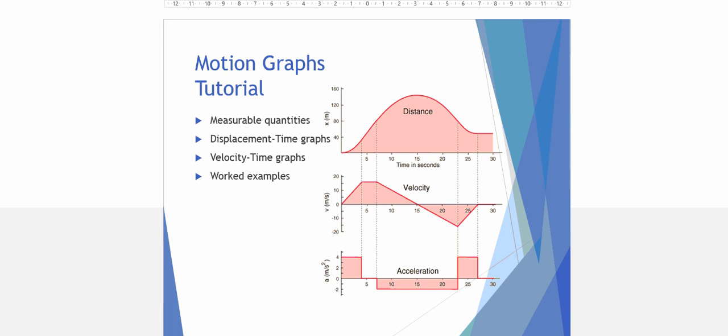Welcome to this physics tutorial on motion graphs. In this video we'll be looking at the measurable quantities that you can get from a motion graph, the different types of motion graphs, predominantly displacement and velocity time graphs, and we'll examine two worked examples.